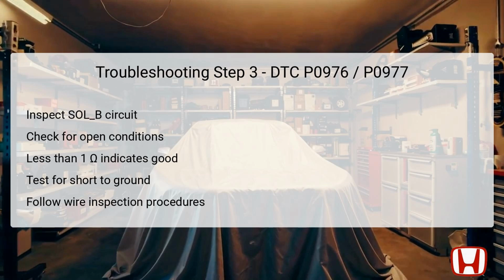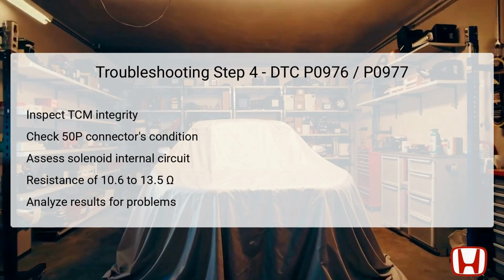Additionally, it is necessary to perform an inspection for any shorts to ground. Should such a condition exist, it can lead to erroneous signals to and from the solenoid. Following the recommended open shorted wire inspection procedures is vital to ensure comprehensive evaluation of the circuit and to pinpoint any failures affecting the shift operation.